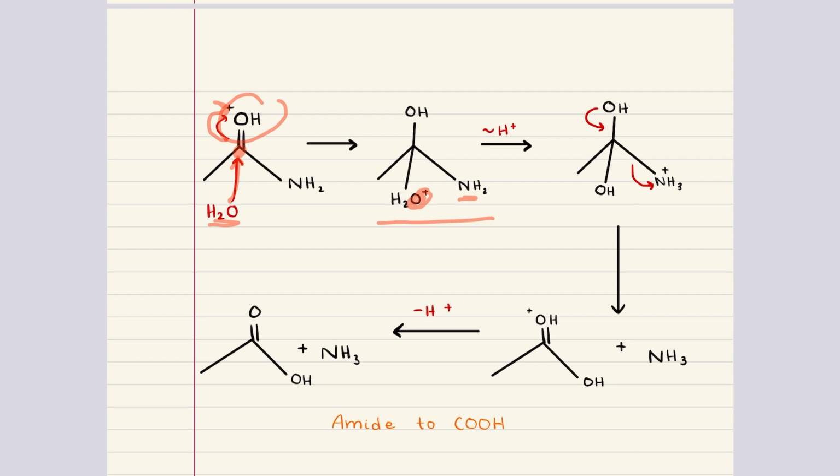This structure then rearranges. There's a proton transfer that occurs to convert the amine leaving group into a better leaving group. Then the tetrahedral intermediate collapses as the carbonyl reforms and the ammonia is expelled. Finally, deprotonation of the carbonyl oxygen yields the neutral carboxylic acid product. And we also have ammonia as a product. So the overall result is the conversion of an amide into a carboxylic acid and ammonia.